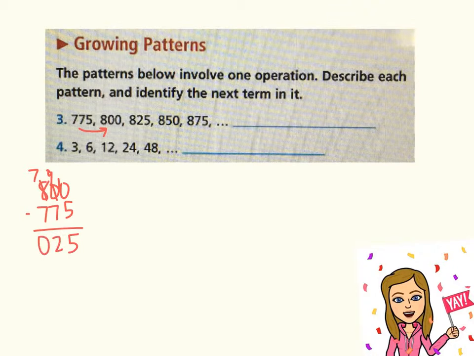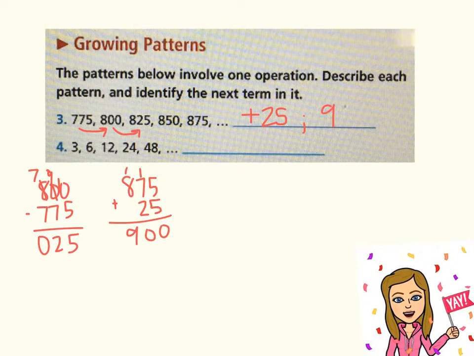Now I just have to check my work. Does that work from 800 to get to 825? It does. So this pattern is adding 25 each time. So the next term, 875 plus 25, if you think of quarters, would be 900.